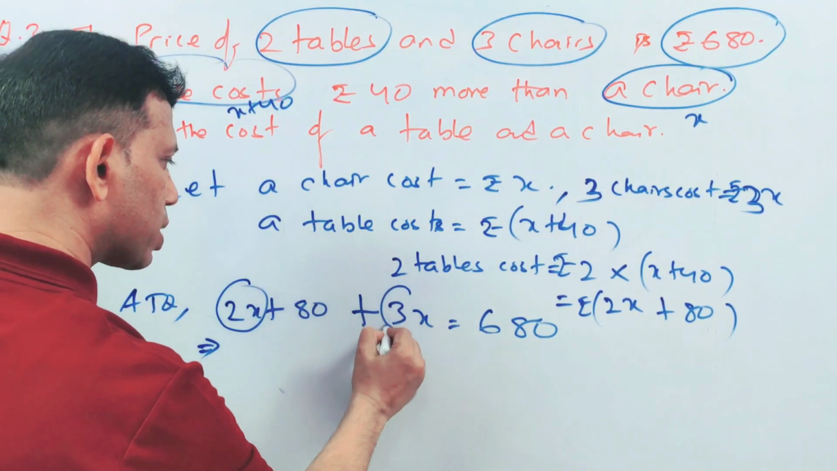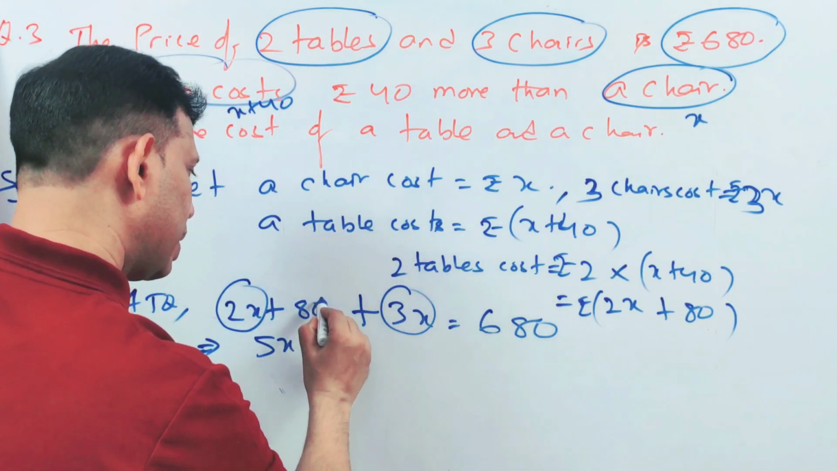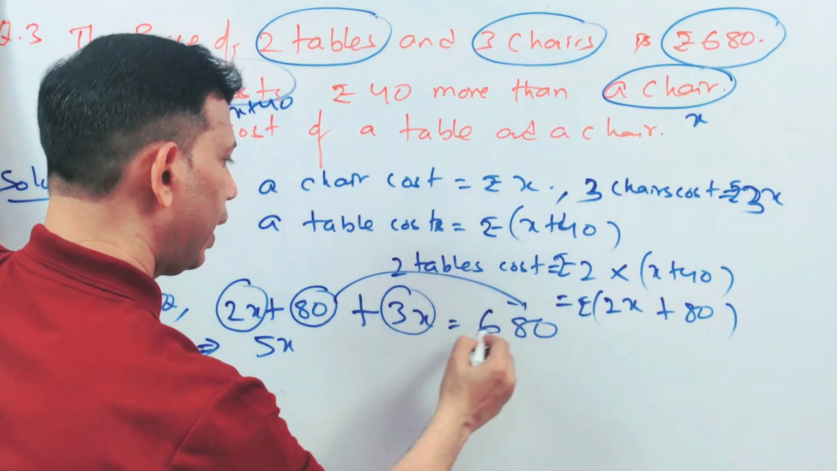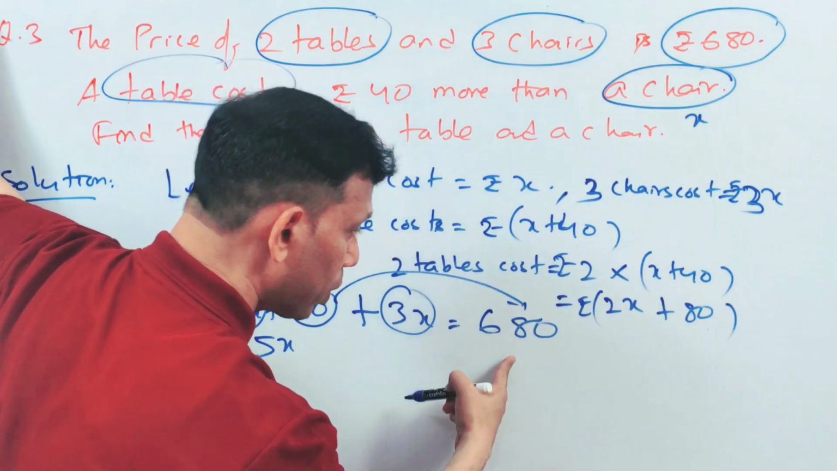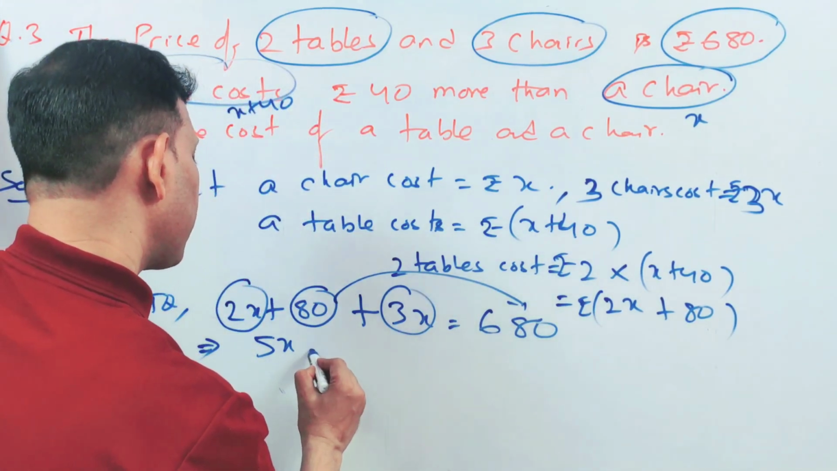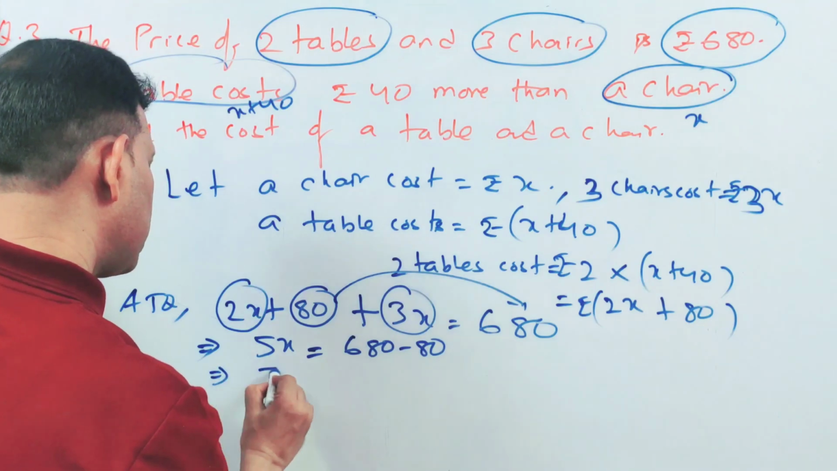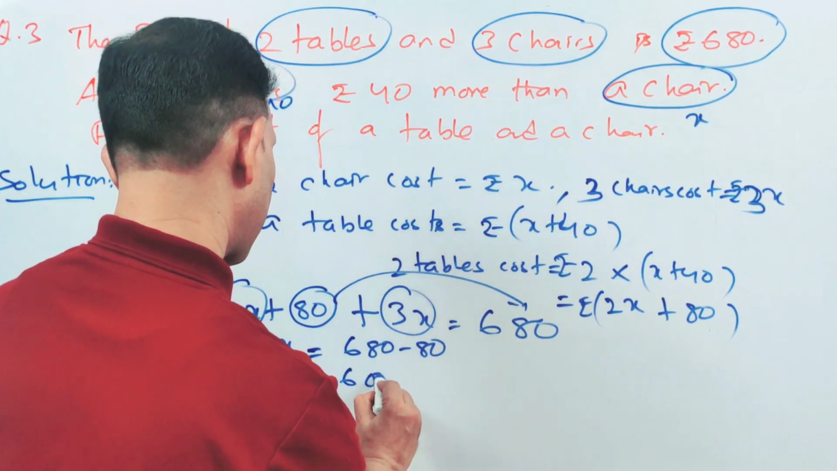Again, like terms, 2x and 3x. 2x plus 3x is 5x. And this 80 is a number, so let us take it to that side. If 80 is taken to that side, it has a plus mark, so it will be subtracted, right? 5x is equal to 680 minus 80. Implies that 5x is equal to 600.